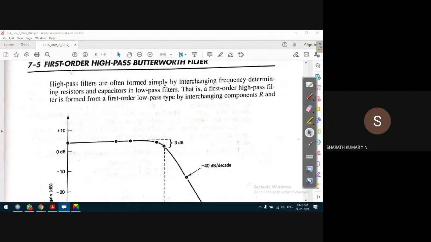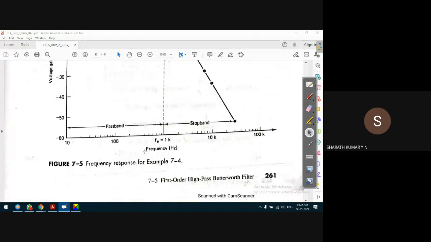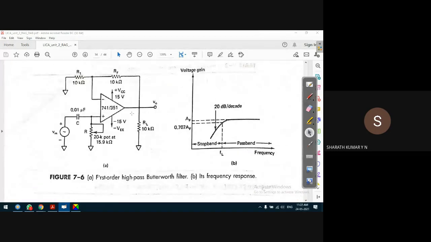Okay, so a high pass filter is built using resistors and capacitors, again just like in a low pass filter. The first order high pass filter is found from a first order low pass type by interchanging the R and C position. So let us look into the circuit diagram. Yes, this is the first order high pass filter.